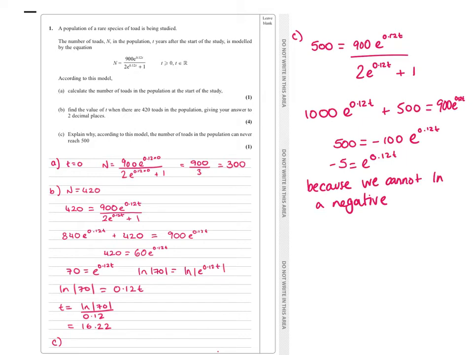Now, we can have a look. How could we find our maximum? Okay, now our maximum is, imagine as e to the 0.12t tends to whatever number it tends to, we're going to end up with 900 over 2, which is 450. So that tells me that our maximum value is actually 450, okay?